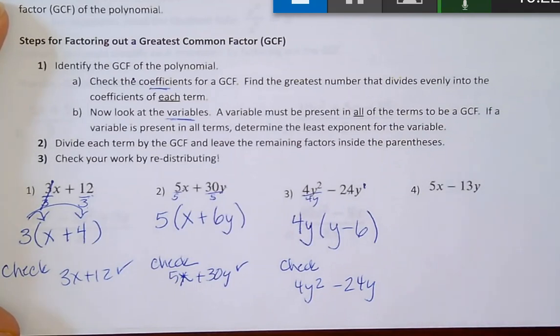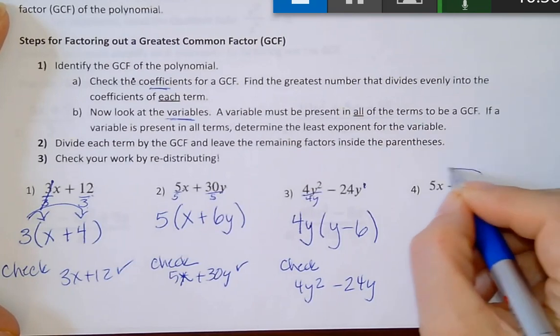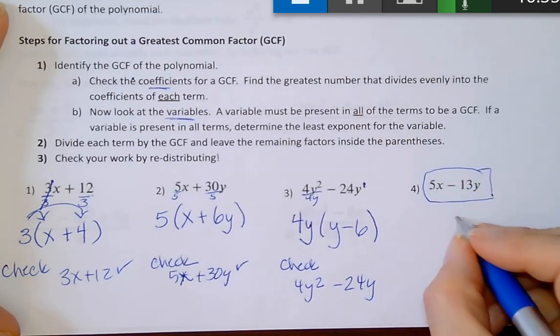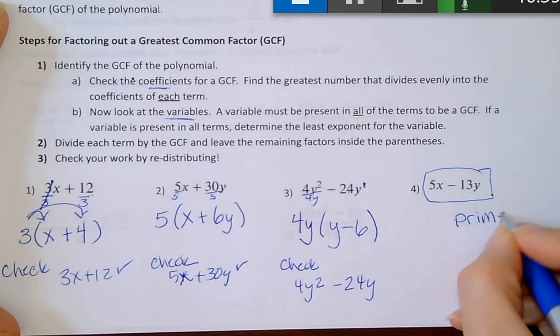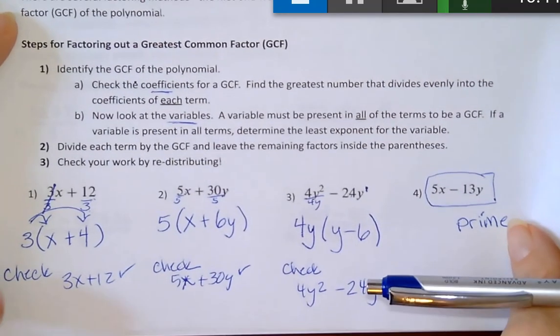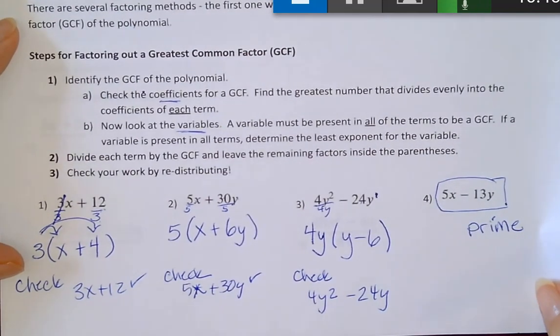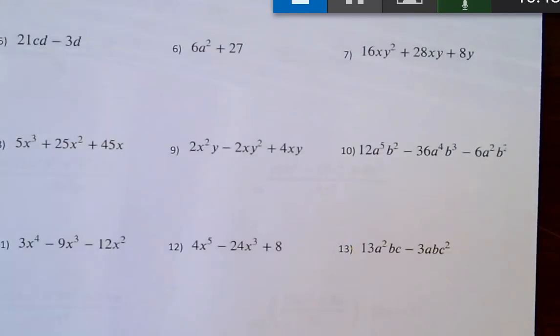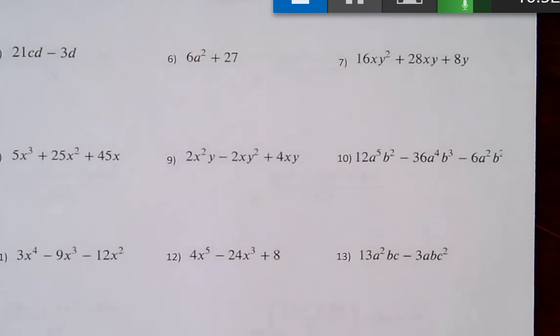5x minus 13y. 5 and negative 13, they do not have a common factor. X and y do not have a common factor. So this is it. I cannot simplify anymore, and I might just say that that's prime. Okay, so we are factoring by taking out the greatest common factor. And there's a little bit of just kind of thinking it through when you're doing that method. Okay, so we're going to keep trying.